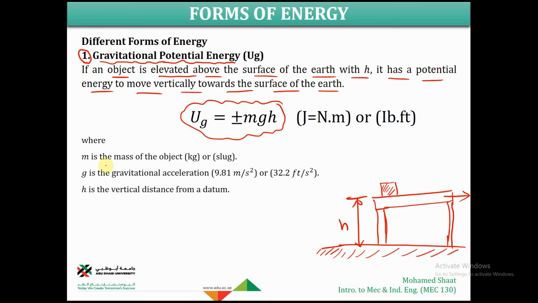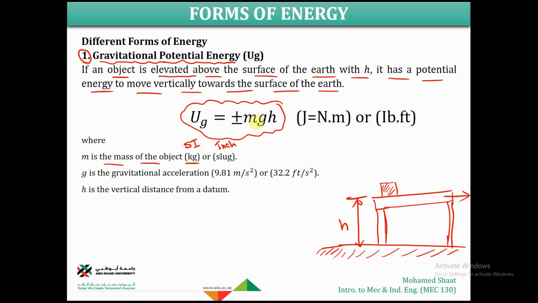So m stands for the mass of the object that is elevated at a certain height from the ground. And the mass, as we knew from the discussion of the unit systems, according to the SI, the International Unit System, should be in kilograms, or it could be in slugs according to the inch unit system or the American unit system. Make sense?